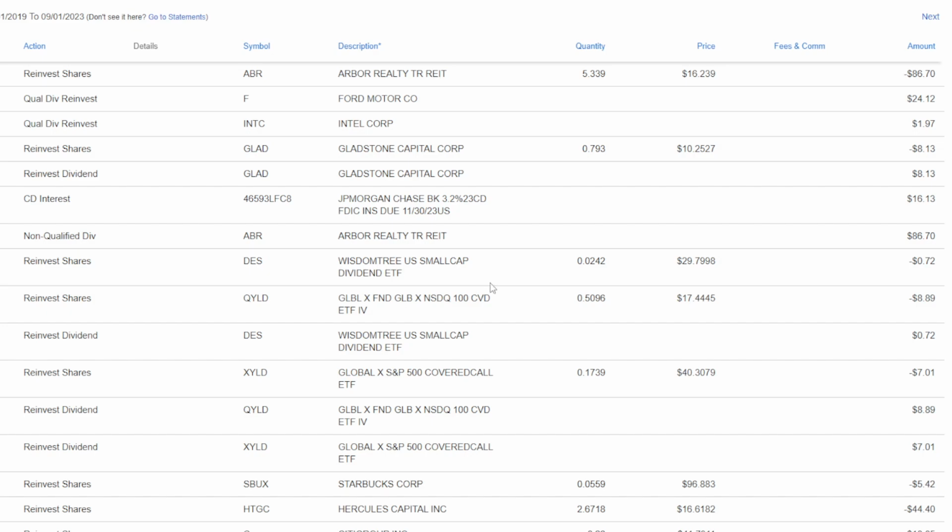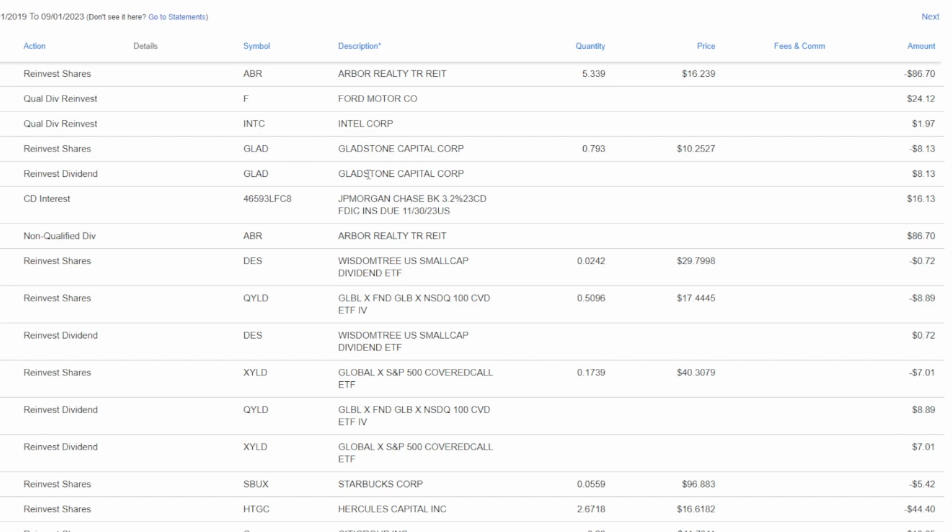Love to see it. DES, Wisdom Tree Small Cap Fund, tiny, tiny position for me. 0.024 shares repurchased. I got some CD interest off of my 3.2% yielder. $16.13 paid to me. And the massive one here is going to be none other than Arbor Realty Trust. You see it along the top here. Arbor Realty Trust, $86.70. Holy smokes. That's pretty massive. Reinvest for 5.33 shares. Pays quarterly, by the way. That's 20 freaking shares a year. Really 21, if we're being honest, but not too bad.